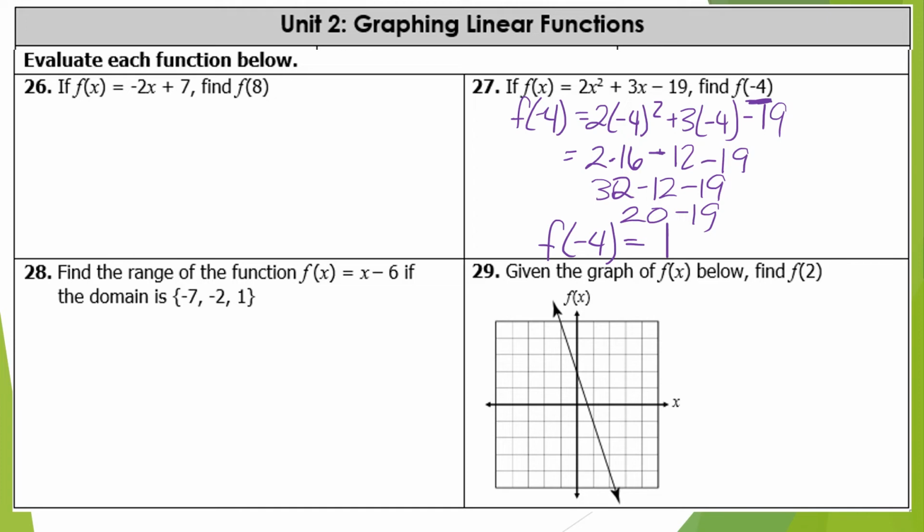Let's take a look at 29. Given the graph, find f of 2, meaning if x is 2, what's the y value? Well, let's see. If x is 2, where do I exist in the y value? Right here. On my graph, when x is 2, my y value is -4. When x is 2, I've got -4.